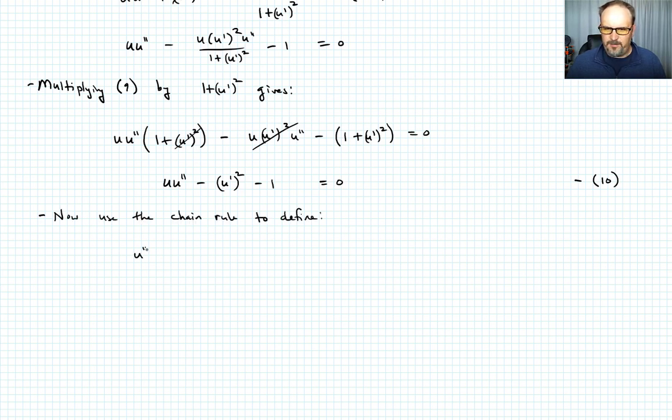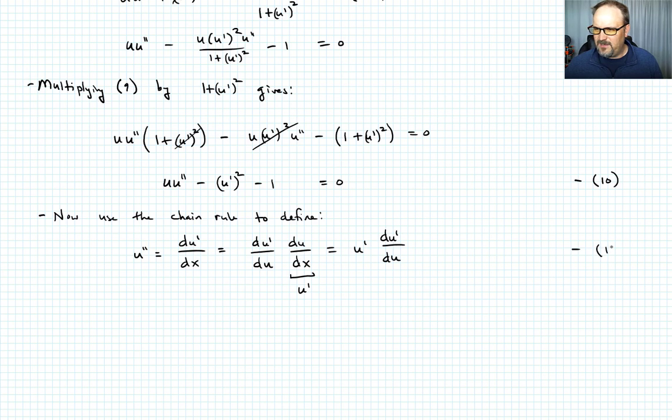I'm going to say the u double prime we know is equal to du prime dx, right? That's a given. But usually we just leave it at this, but what if I said, well, maybe I want to use a chain rule and call this du prime du times du dx, right? That's a valid use of the chain rule. So this quantity obviously is u prime, and then I'm left with u prime times du prime du, okay? Why did I do that? Well, I did that so that I will be able to solve this via separation of variables.